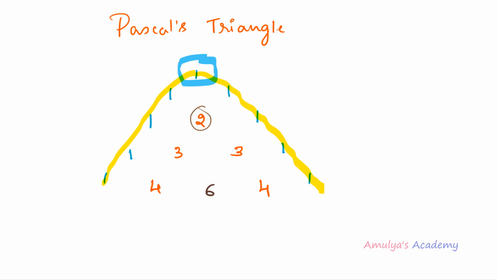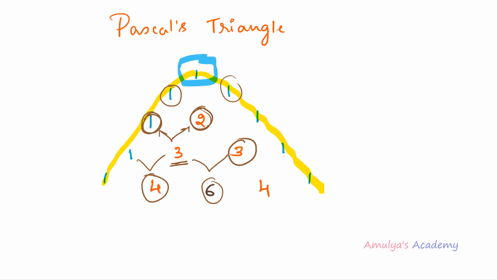So here 2 is nothing but the sum of 1 and 1, the two numbers which are directly present above it. Here 3 is nothing but the sum of 1 and 2. Here 3 is nothing but 2 plus 1. 4 is nothing but 3 plus 1. 6 is nothing but 3 plus 3. 4 is nothing but 3 plus 1. Like that, the in-between numbers are nothing but the sum of two numbers directly above it.